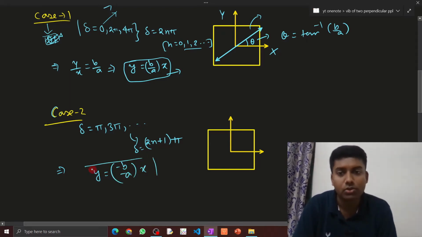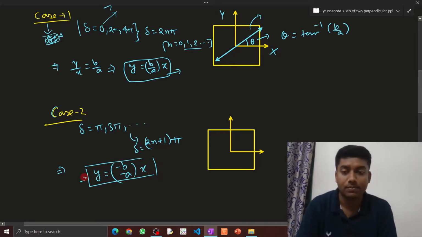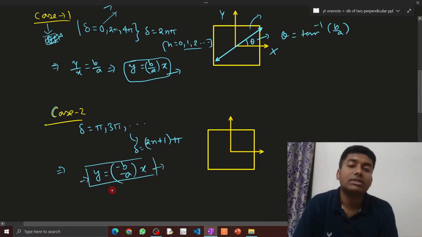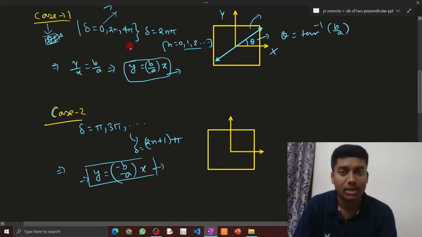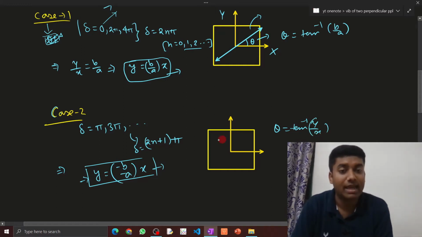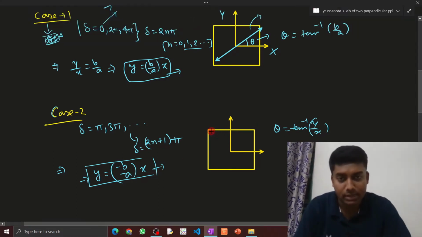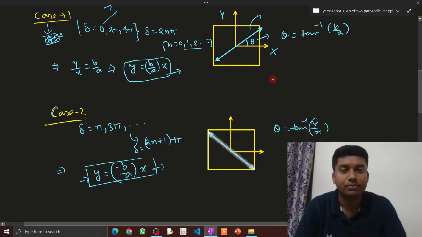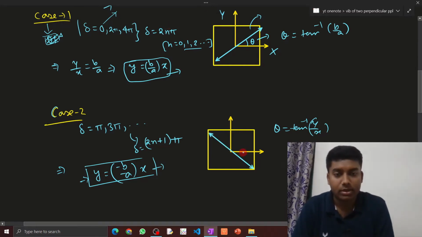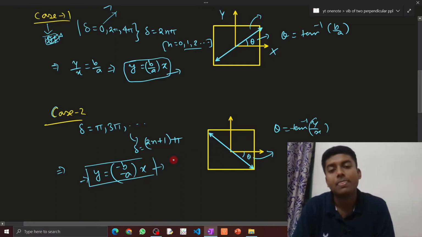So this means a straight line, but with a negative slope. That means it will make a theta angle, where theta equals tan inverse of y over x. This angle, this angle is theta, and this will be this straight line.